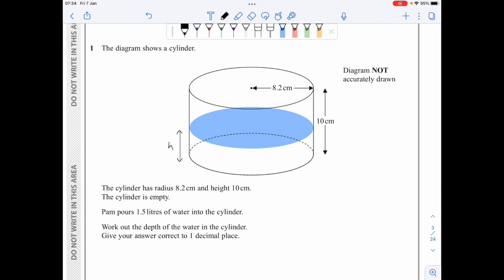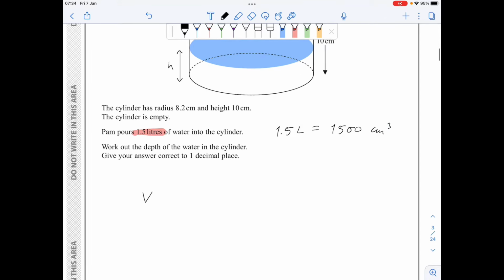So the first thing I'm going to do is convert the 1.5 liters into centimeters cubed. 1.5 liters, and to do that I will need to multiply by 1000. So that's 1500 centimeters cubed. And then volume of the cylinder is pi r squared with an unknown h. So 1500 equals pi times 8.2 squared times the unknown h.